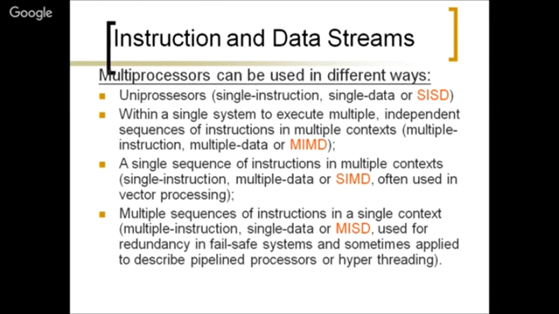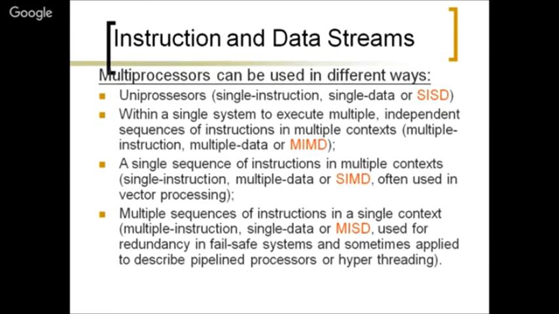Then, within a single system, you can execute multiple independent sequences of instructions, right? In the multiple context, obviously. Such types we call MIMD, that is multiple instruction, multiple data. It means in a single system you are executing multiple instructions which deal with multiple different data streams or data types. MIMD is the most advanced version of parallel processing, and obviously the system gets complex in such cases.